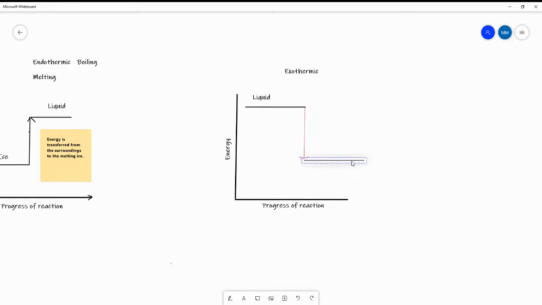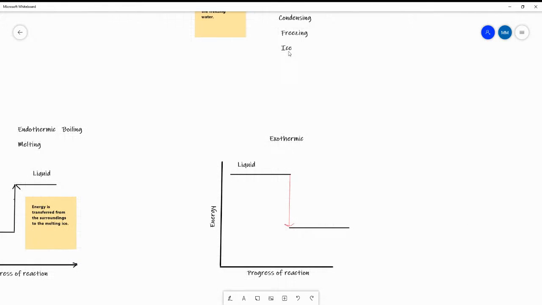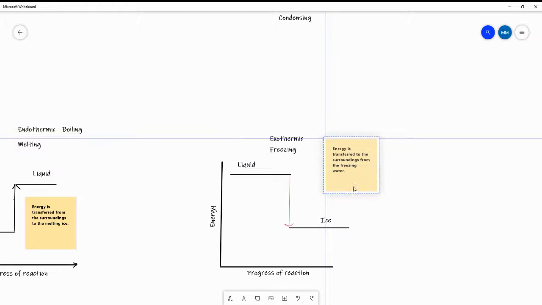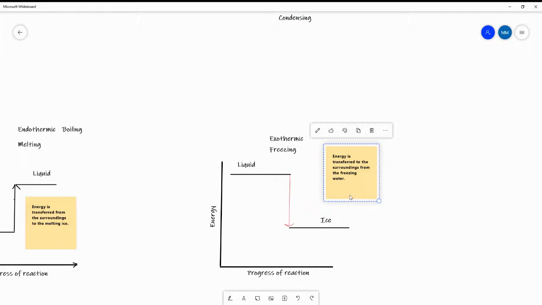And what happens is when the liquid gives out the energy to the surroundings, you're going to get a restructure, and it's going to create a solid. So therefore, we're going to get ice. Liquid to ice, we're going to call that freezing. So that would be our process. I'm going to put that underneath so I'm consistent, and we're pretty much there. So the energy is transferred to the surroundings from the freezing water.